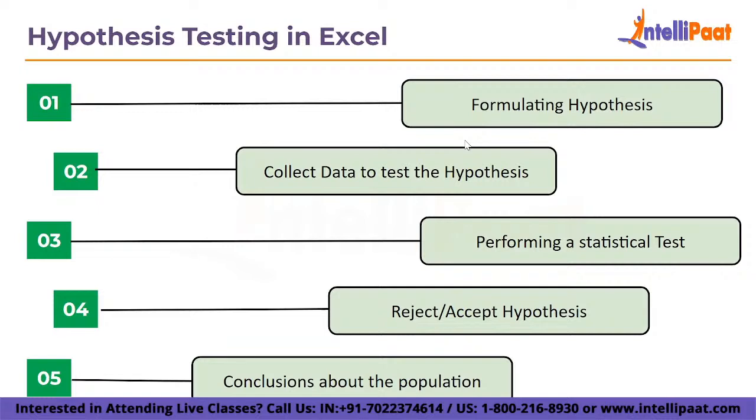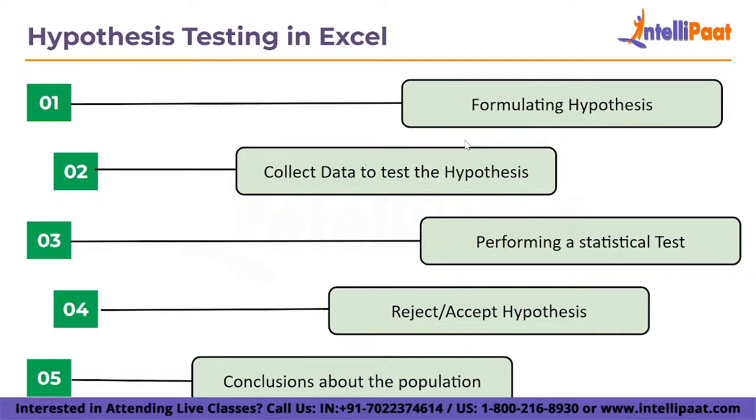The second one is collecting the data to test the hypothesis. You have to collect the data in a certain way. For example, if you are running a specific type of test, then you have to make sure that the data is according to the assumptions that are taken by that particular test. For example, we have an ADF (Augmented Dickey-Fuller) test where we check the stationarity of a time series. So to do that, you need time series data. That is what I mean when I say collect data to test the hypothesis.